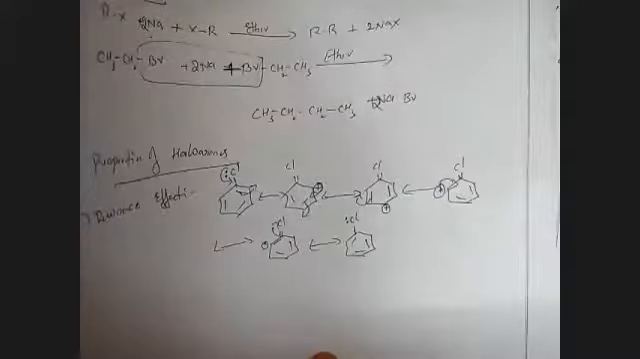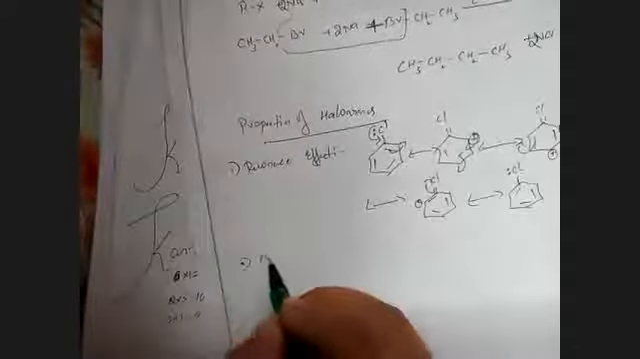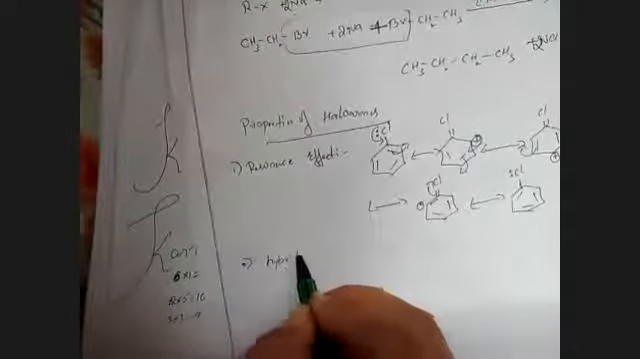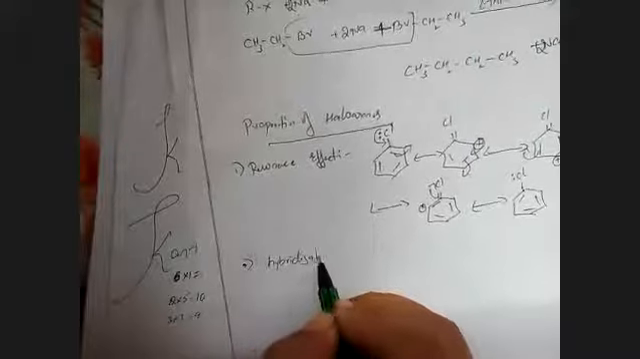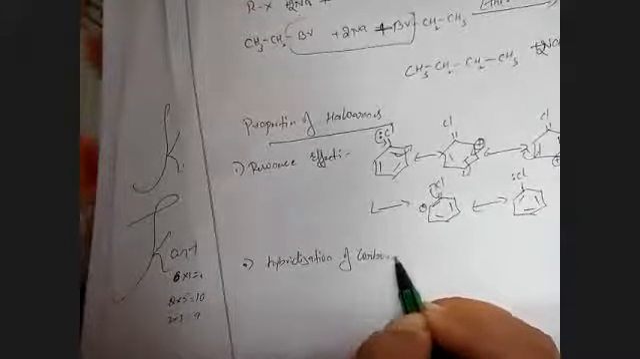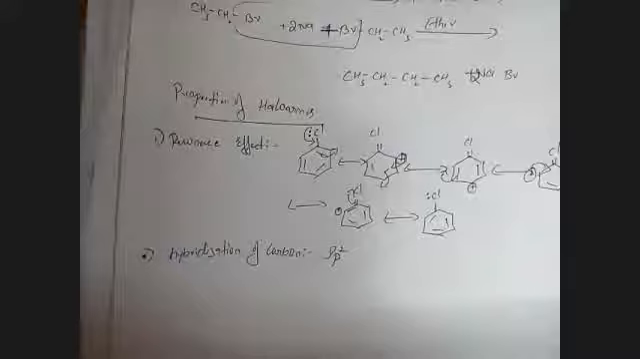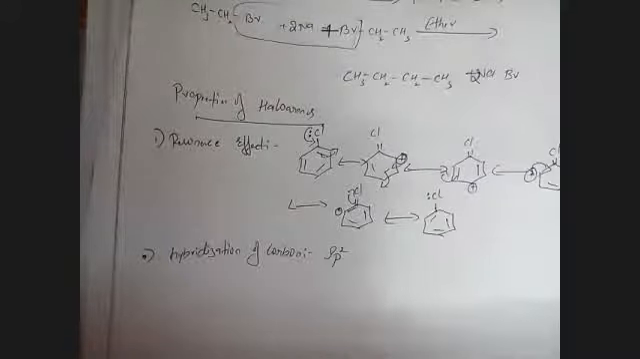Next, hybridization of carbon. Carbon undergoes sp2 hybridization, and the bond length is 177 pm.